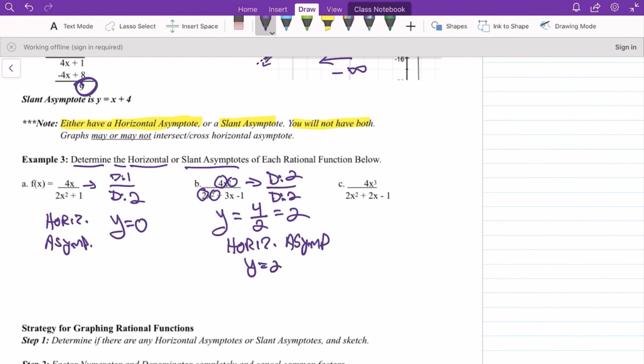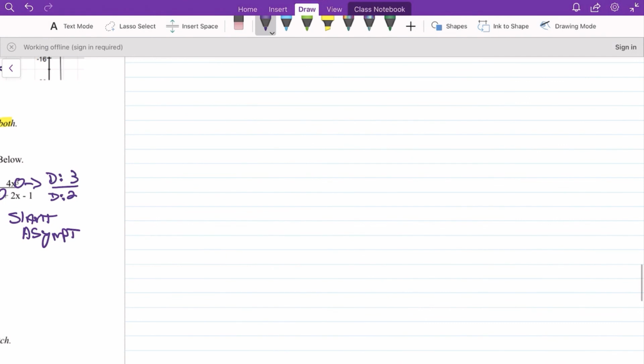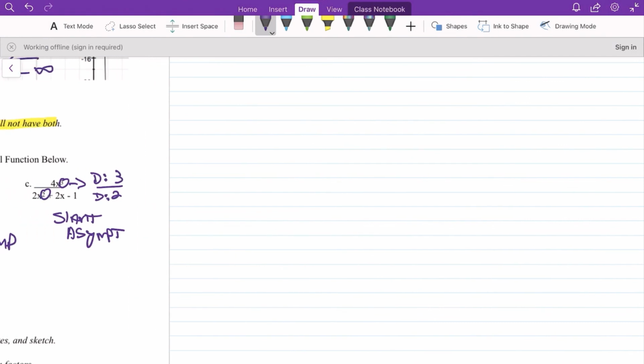Now the next one, we're actually going to use division because if I look at this, the degree of my numerator is 3, and the degree of the denominator is 2, so I know this one is going to have a slant asymptote. So what we're going to do here is some division. I'm just going to use my scratch pad over here. So this part down here will be my divisor. So we're going to do 2x squared plus 2x minus 1.